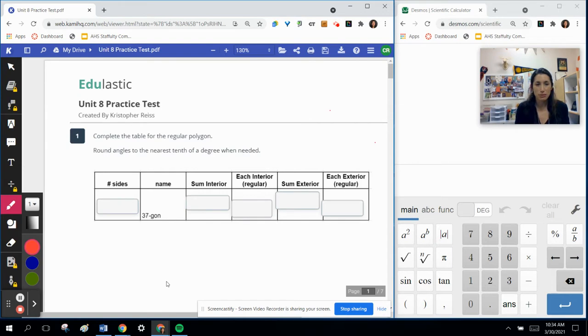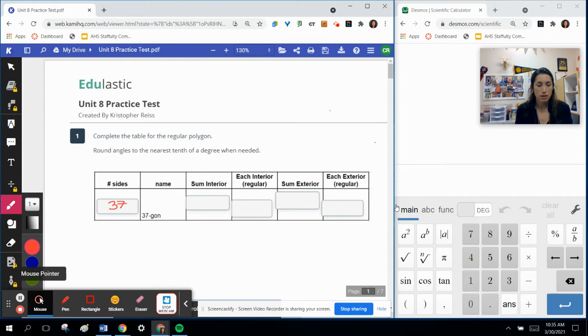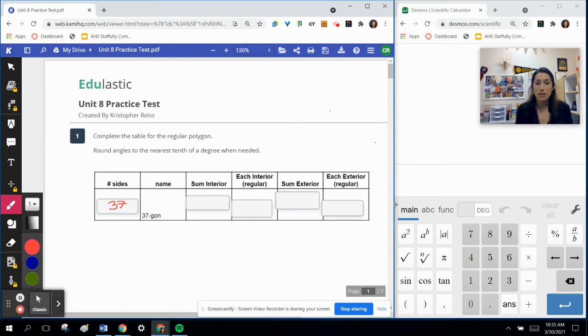So first, we have a 37-gon in this problem, and with our 37-gon, we are trying to determine a few things. First, the number of sides. So if it's a 37-gon, it's going to have 37 sides. And then we want to find the sum of the interior angles.